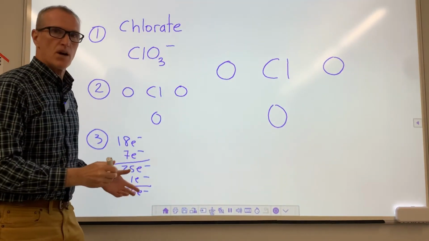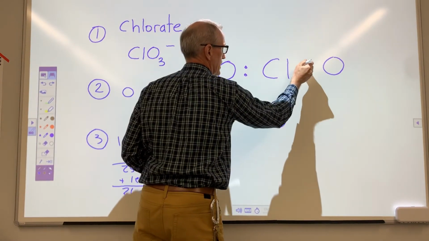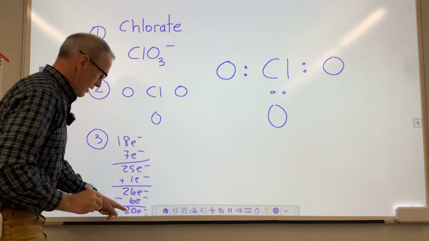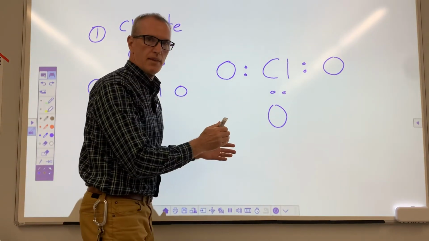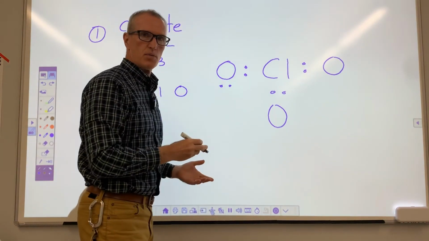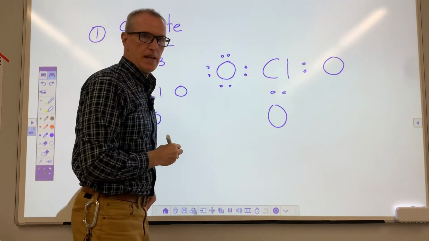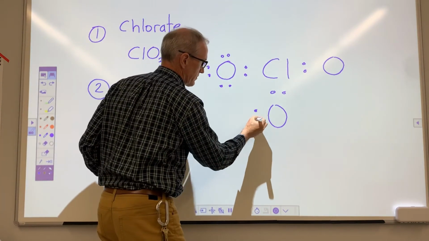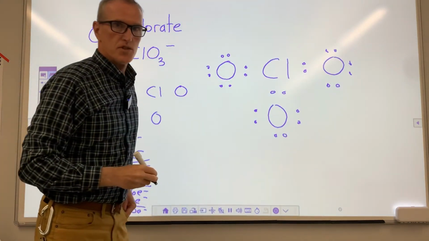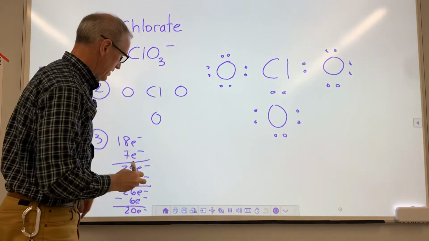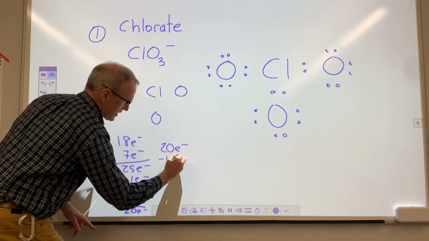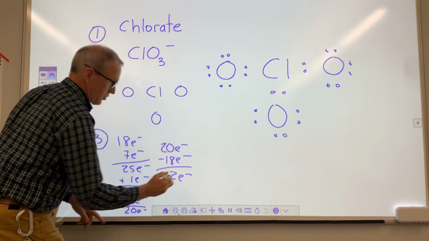And remember, we always start by putting a pair between the atoms. So that's 6. Now we're down to 20. The next thing we do is we look at the non-central atoms. I know that oxygen, to have a noble gas configuration, needs 8. So that's 6 for this oxygen, 6 for this oxygen, and 6 for that oxygen. 6 times 3 is 18. So I've got my 20 remaining. I'm going to move that up here. And I subtract 18. And I'm left with 2.